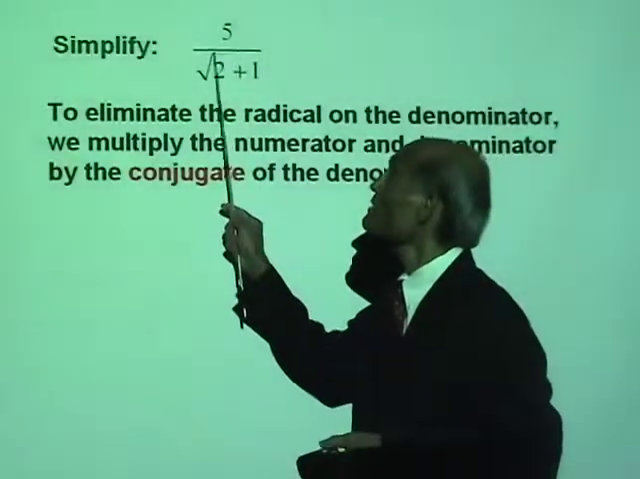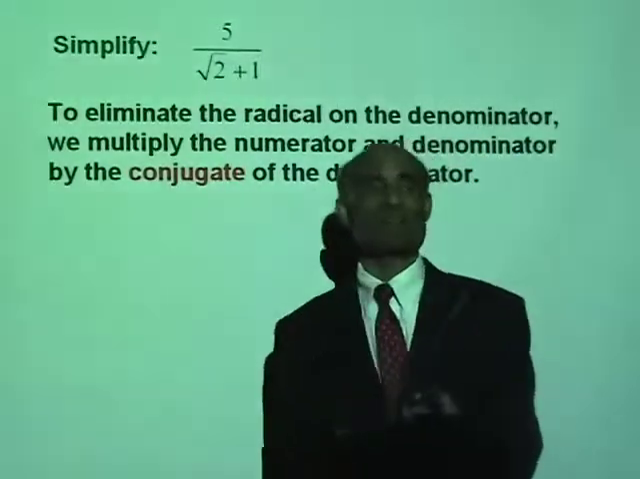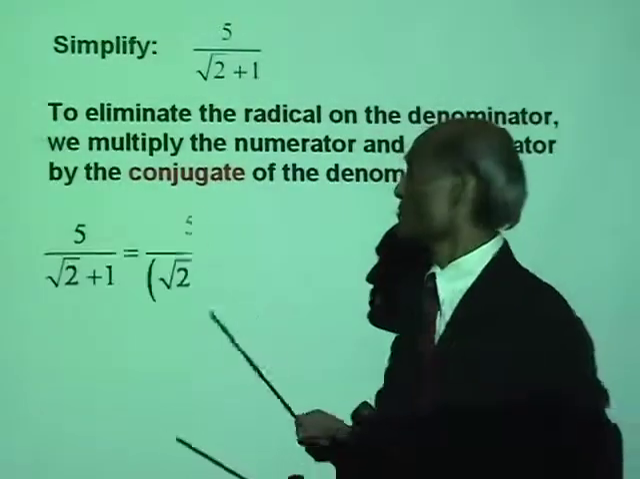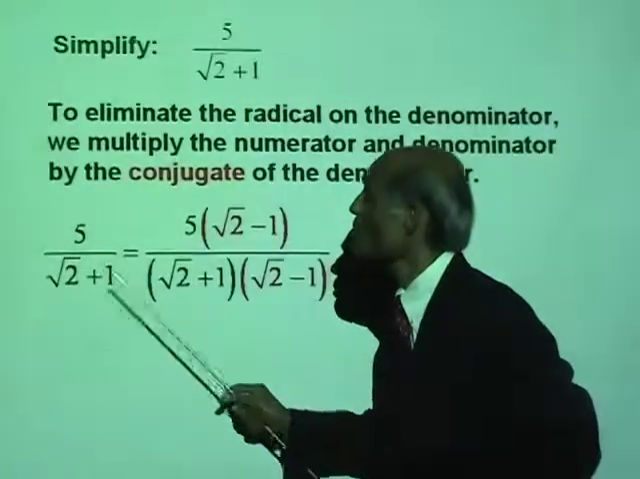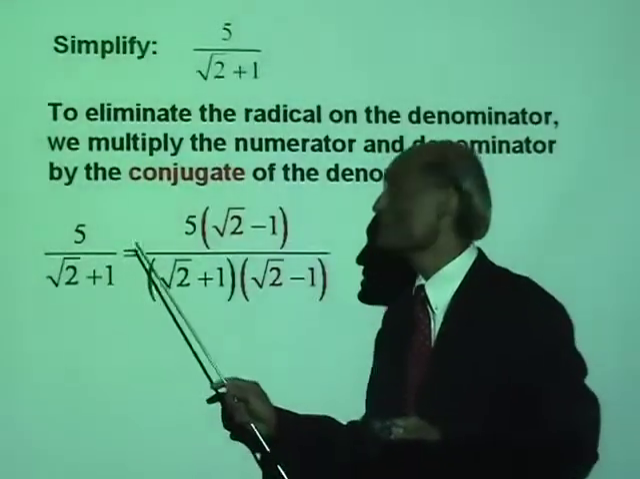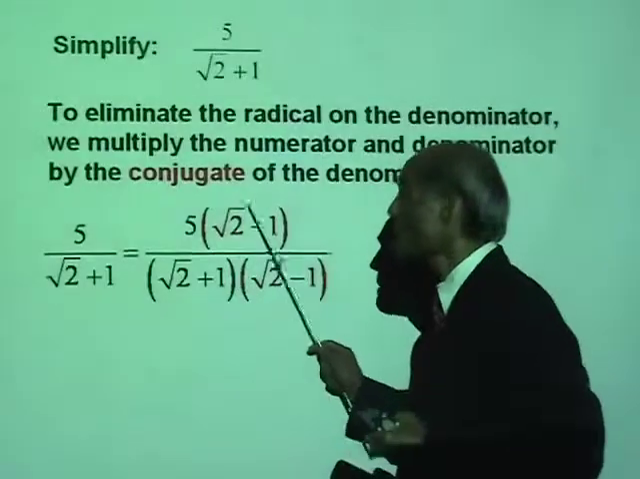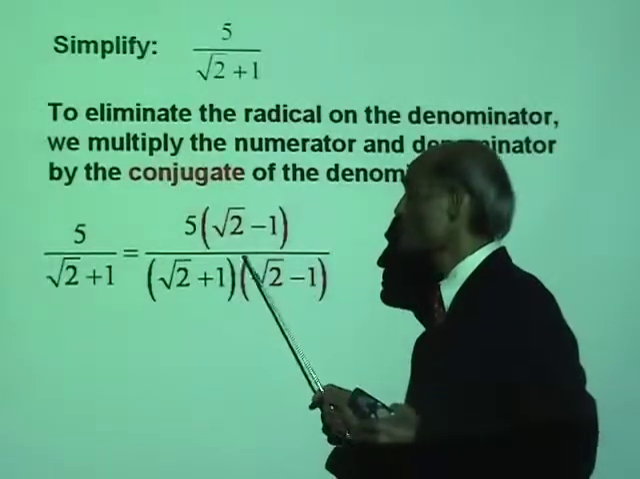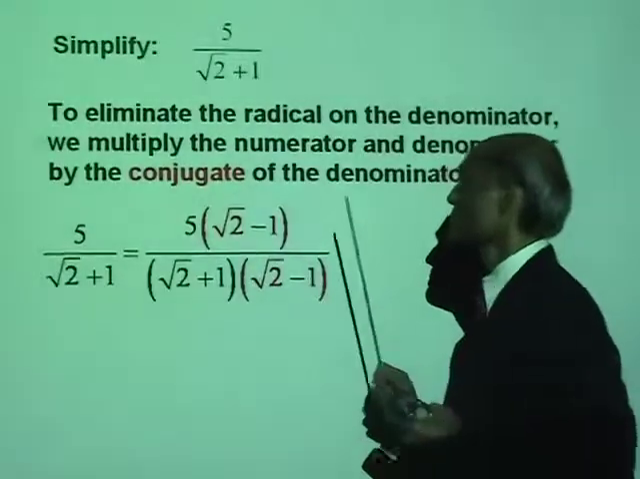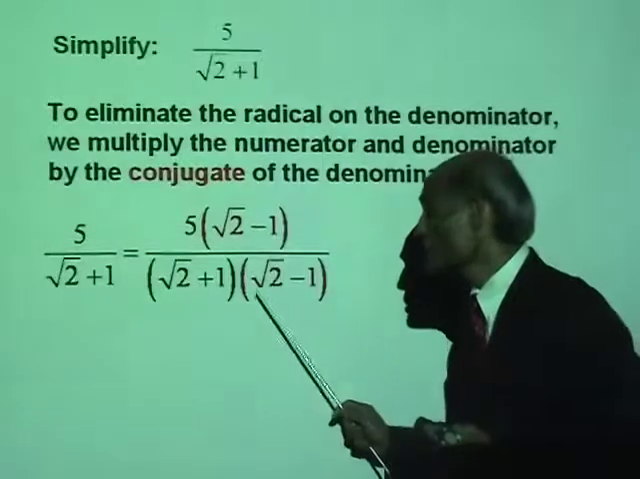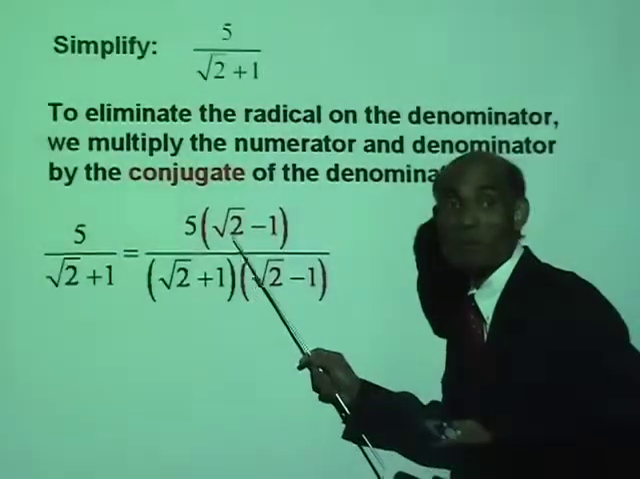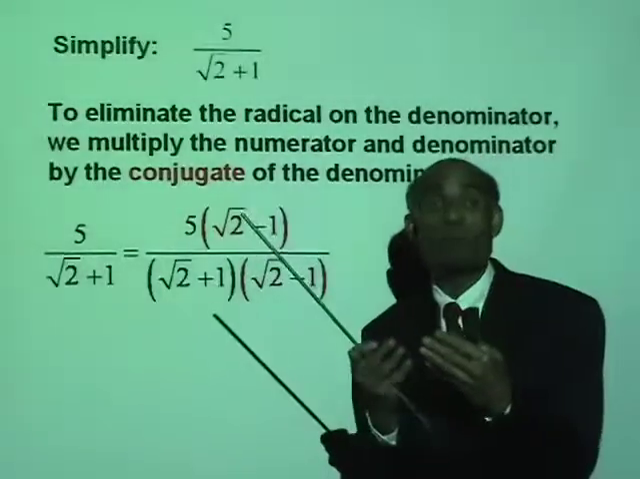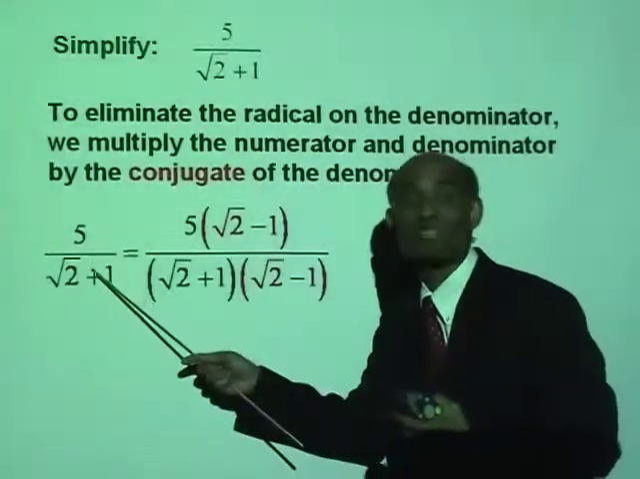What is the conjugate of √2 + 1? It is √2 - 1. So 5 over (√2 + 1) is now written as 5 times (√2 - 1) over (√2 + 1) times (√2 - 1). You see, √2 - 1 is multiplied on the numerator and the denominator. It will not change the value of the expression.